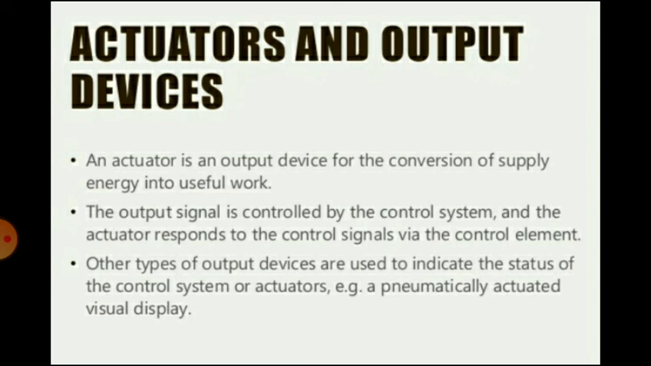Then the last element, that is actuators and output devices. An actuator is an output device that converts supply energy into useful work. The output signal is controlled by the control system, and the actuator responds to the control signals via the control element. Other types of output devices are used to indicate the status of the control system or actuators, for example, a pneumatically actuated visual display.